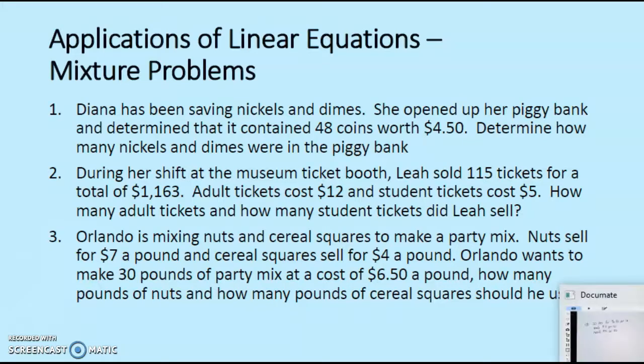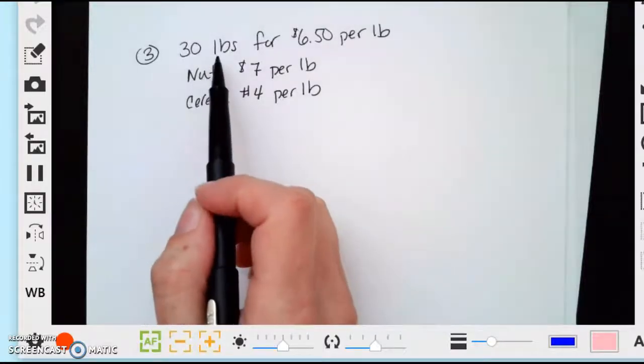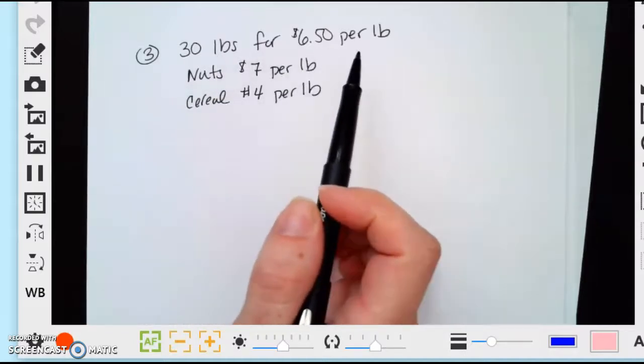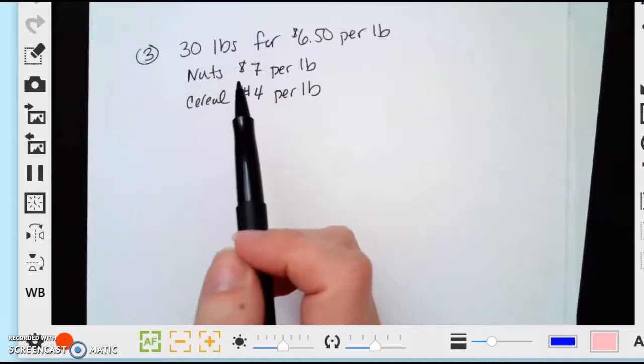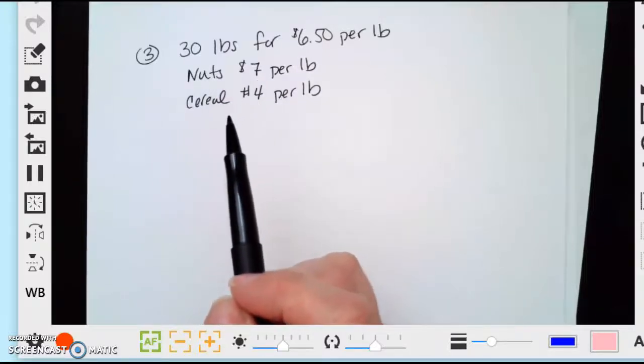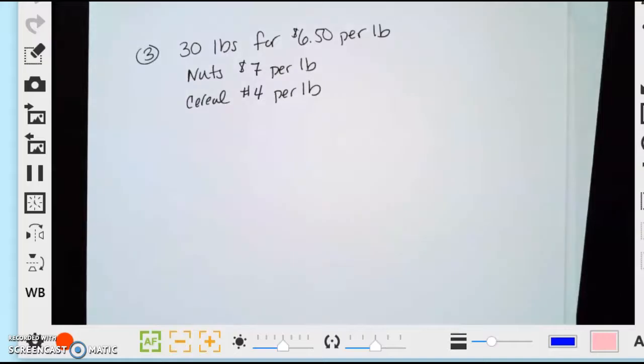All right, so I've written down the information here. So again, he wants 30 pounds in total of the mix, and he wants that to cost $6.50 per pound. He's mixing nuts and cereal. The nuts cost $7 a pound, and cereal is $4 a pound. So once again, we'll start by defining our variables and writing any expressions that are needed.